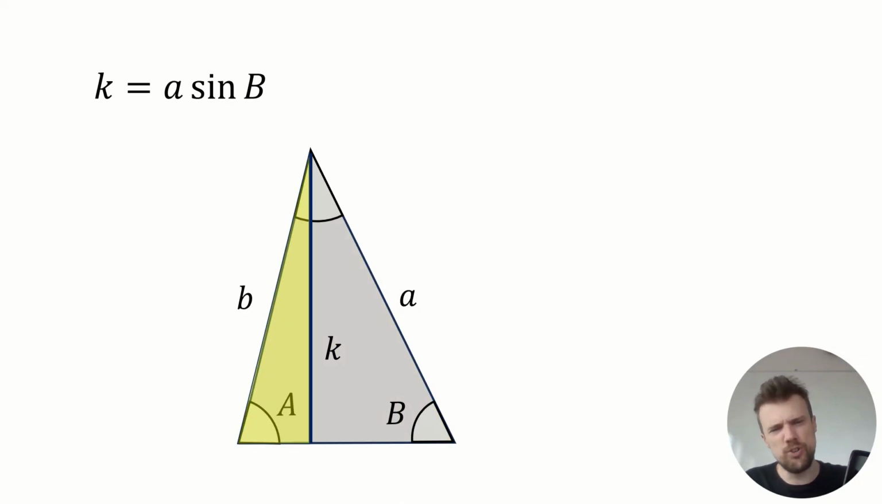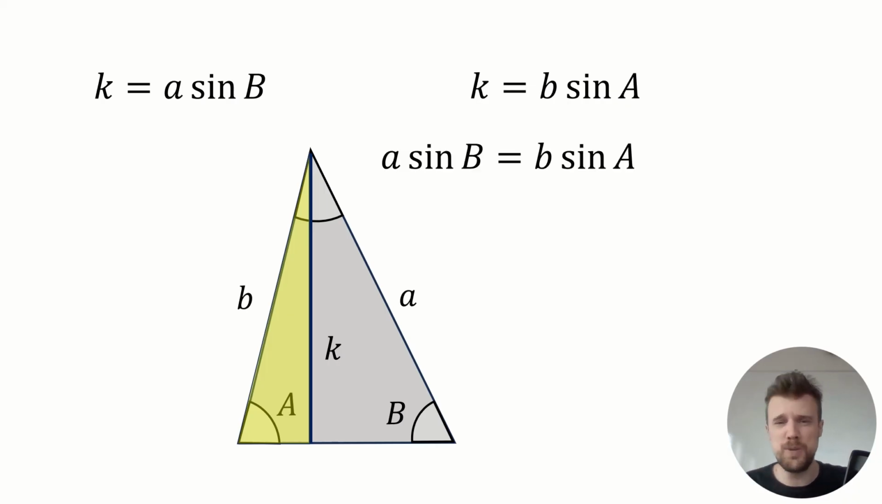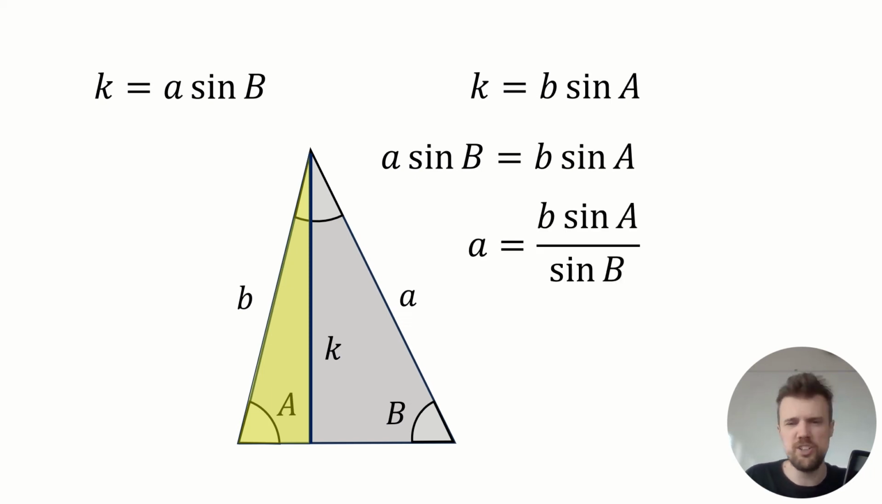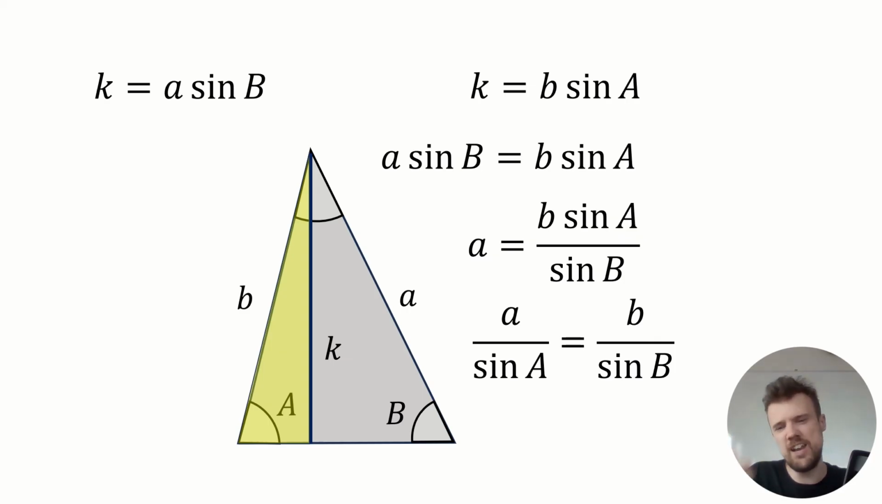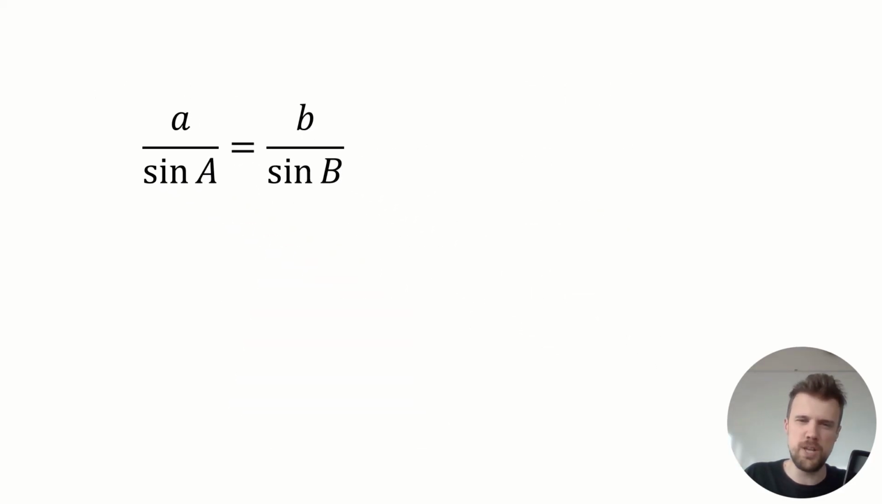We can then use the triangle on the left, do right angle trigonometry again to get the fact that K is equal to B lots of sine of A. And then these two things must be equal to each other. So A sine B equals B sine A. Then we can do some division, divide by sine of B, divide by sine of A, and boosh, A over sine of A has got to equal B over sine of B.